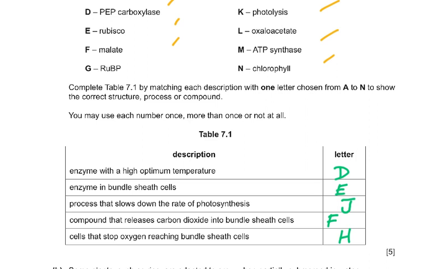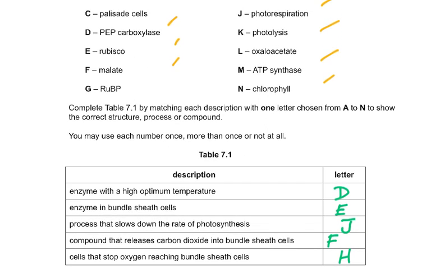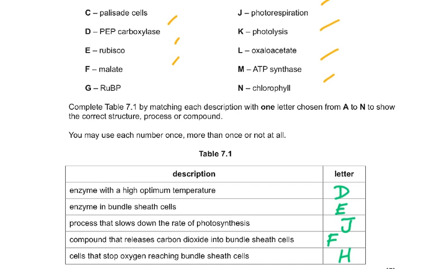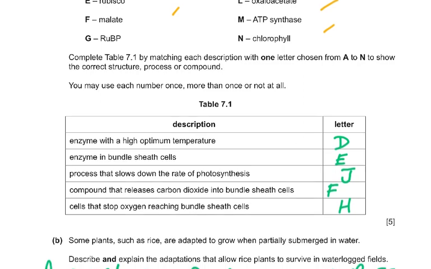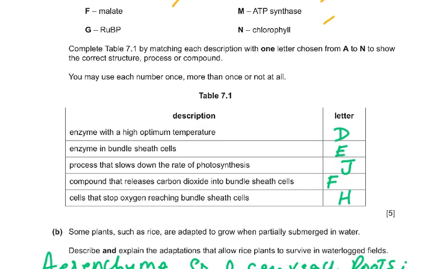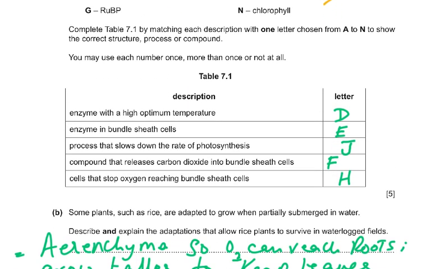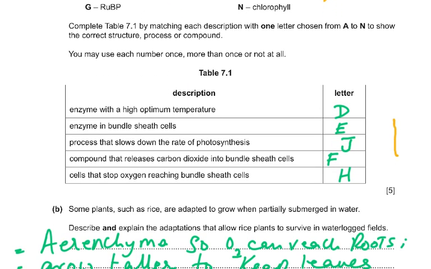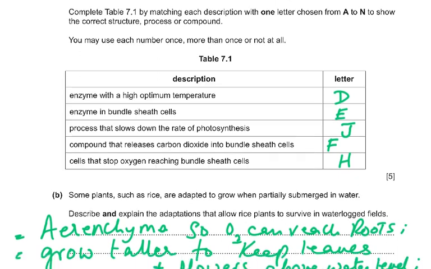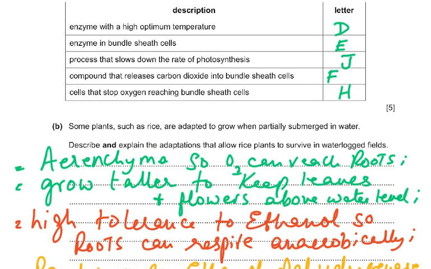Then process that slows down the rate of photosynthesis was J, photorespiration, naturally because Calvin cycle stops and the Rubisco starts reacting with the oxygen. Compound that releases carbon dioxide into bundle sheath cell was F, which is malate, and then cells that stop oxygen reaching the bundle sheath cell was H, and H was mesophyll cells. So this is what we had to understand. As far as I'm concerned, it was a little easy, but maybe you, I mean, I don't know which part of the syllabus you're struggling with.